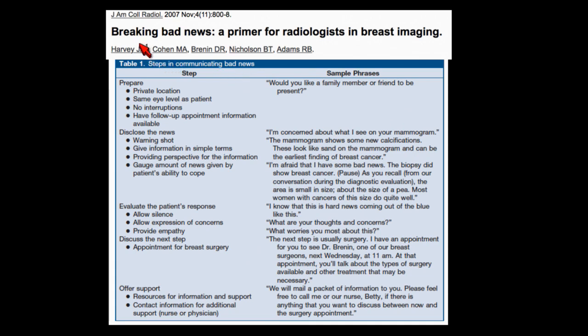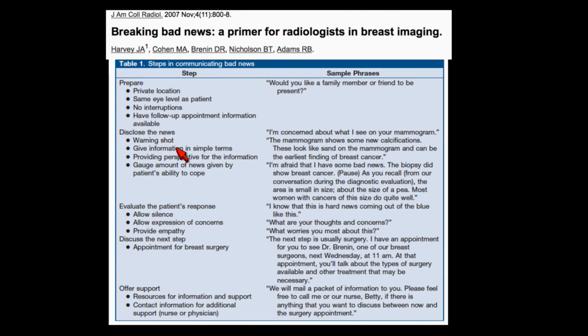For example, in breast imaging journal rounds, they talk about breaking bad news, a primer for radiologists in breast imaging. This was written approximately 10 years ago, but it gives specific steps and examples on how to communicate with patients. Provide a private location. Have a follow-up appointment available.